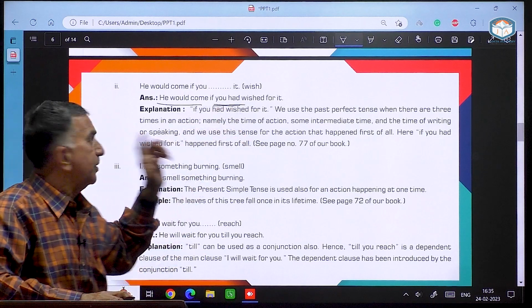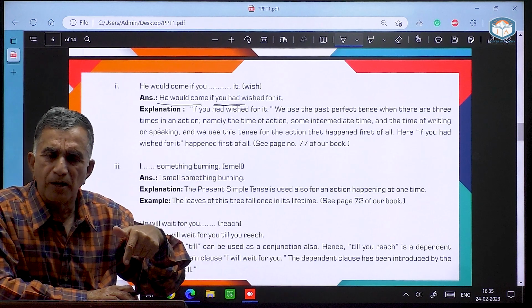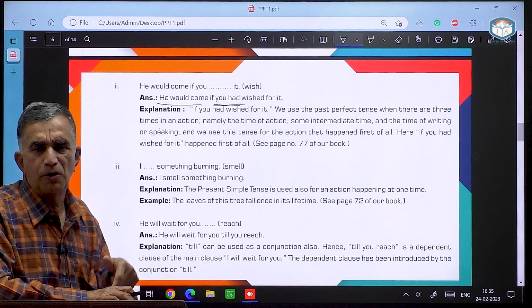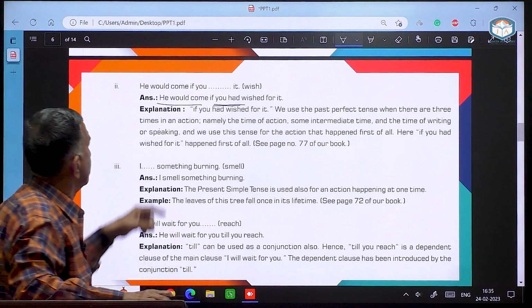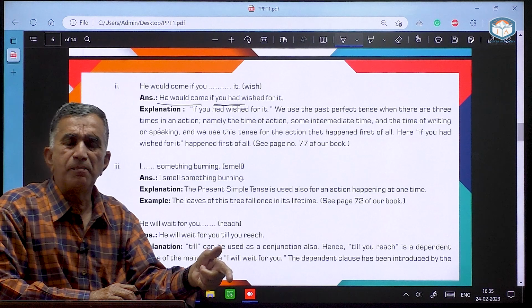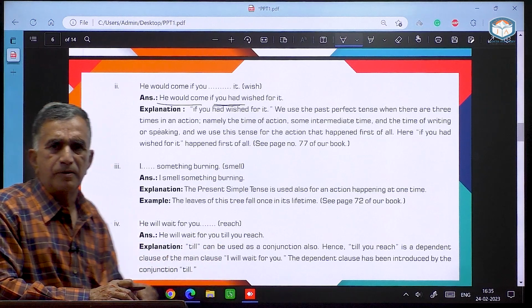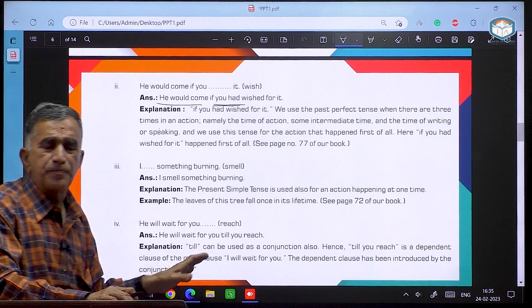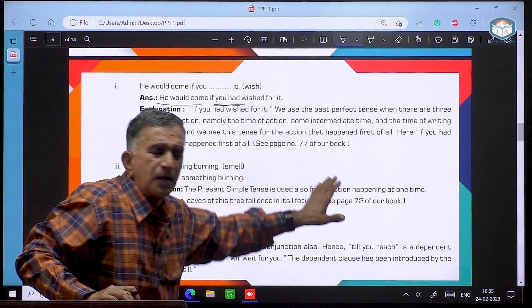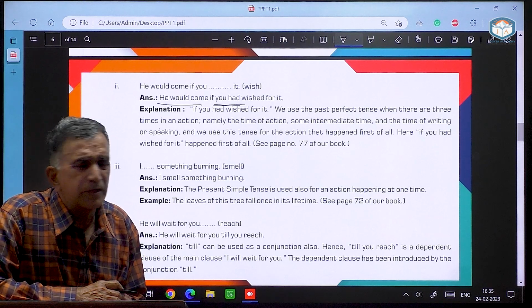He would have come if he had wished. If he had wished, he would have come two times, and third is now. What happened first of all? If he had wished, then he would have come, that is second time, and now third. For all the details, you must check our page 77 for the use of past perfect tense.